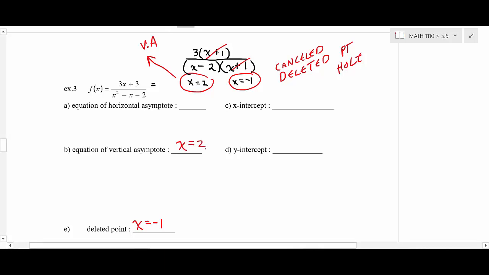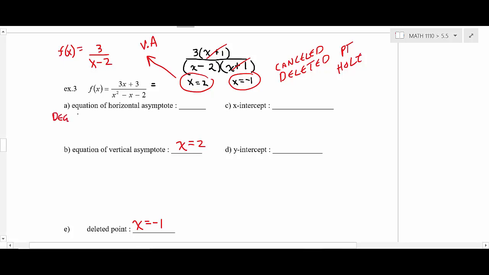Okay, so that's how you want to start that problem. If you can see that you can simplify that, then you want to do that. Okay? And then that just gives us that f of x, after the cancellation, you get 3 over x minus 2. Does that make sense to everybody? So the one that canceled, deleted point. The other one that's left over is a vertical asymptote. So you're not going to have 2 vertical asymptotes because one of them canceled. Okay? All right, now let's go to the horizontal asymptote.